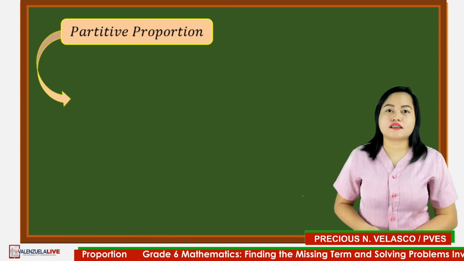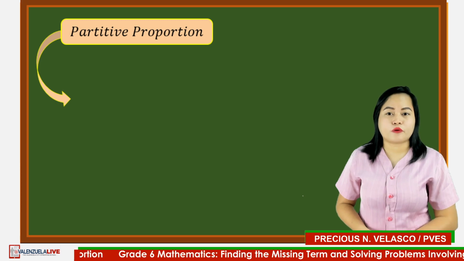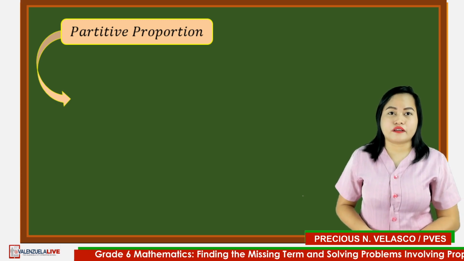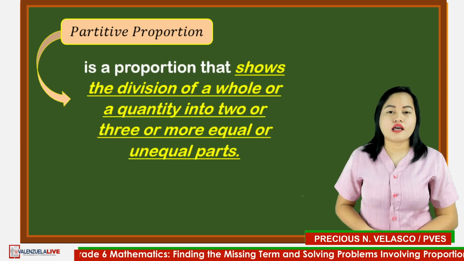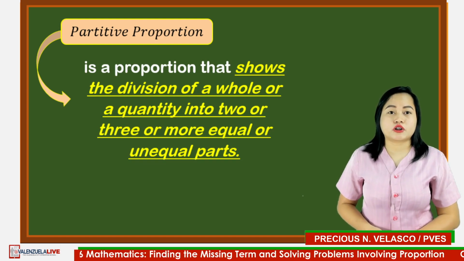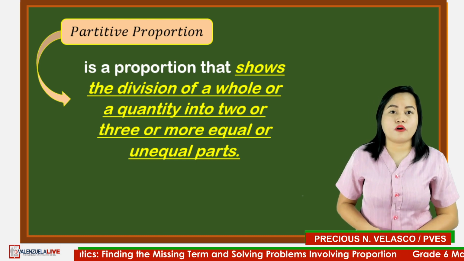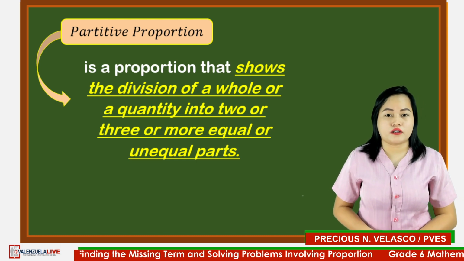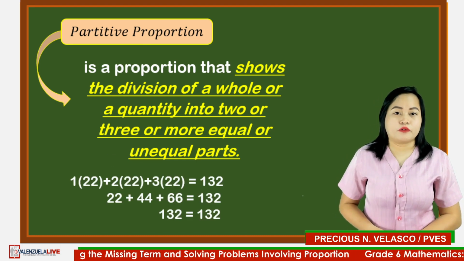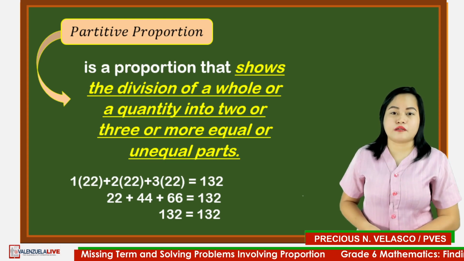So the last proportion is what we call the partitive proportion. In this proportion, it shows the division of a whole or a quantity into 2 or 3 or more equal or unequal parts, like our previous problem.